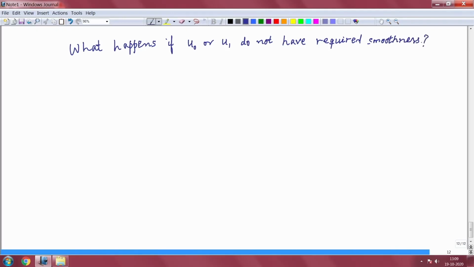Let me take a simple example. u0(x) has a jump discontinuity, sorry for that, -1 if x is less than 0, plus 1 otherwise. So, you see that u0 has a simple jump discontinuity at x equal to 0, and I am taking u1 to be 0 for simplicity. You can work out many problems.